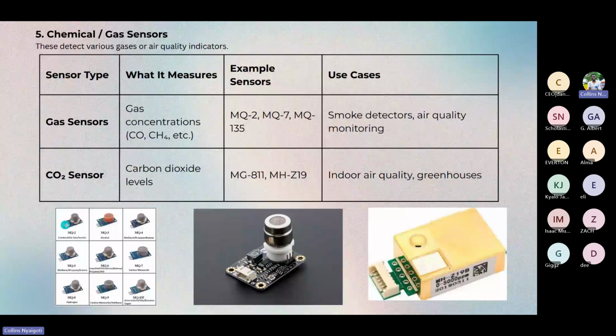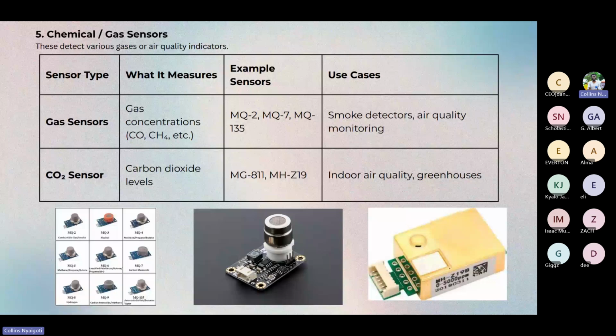There's also the CO2 sensor. CO2 can be categorized as a gas sensor, but there are specific gas sensors built for measuring carbon dioxide levels, examples being the MG811 and the MHZ19. Use cases are indoor quality, anything air quality. That's where they're used.